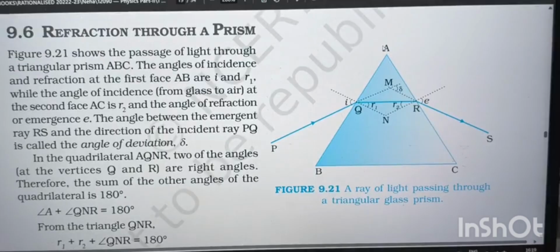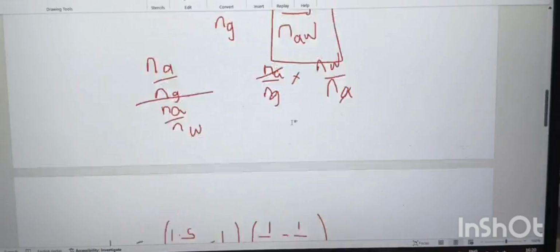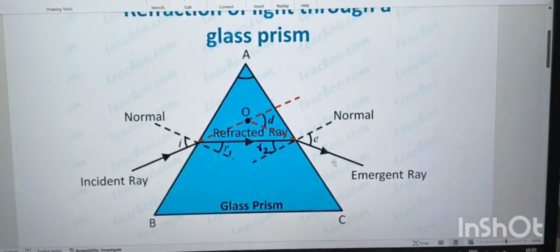AQNR. So this is the quadrilateral and they're saying angle A plus angle QNR is 180. In a quadrilateral, the total, if you add all the angles, is generally 360 degrees. So if you see over here, this is a normal, so this will be 90 degrees. This is also a normal, this will be 90 degrees, the entire angle. 90 plus 90 is 180.